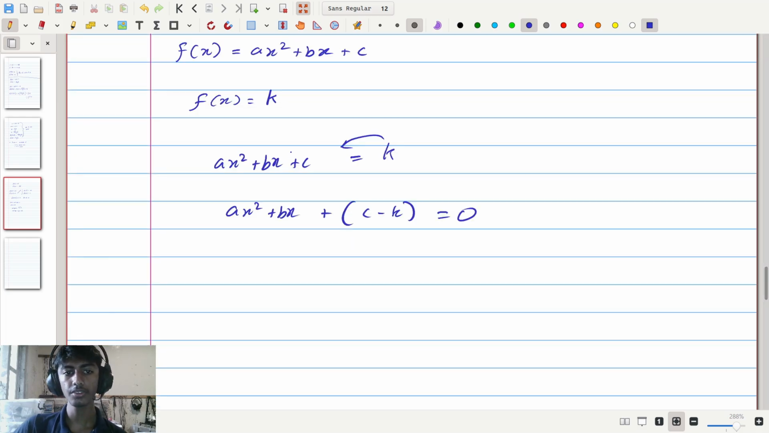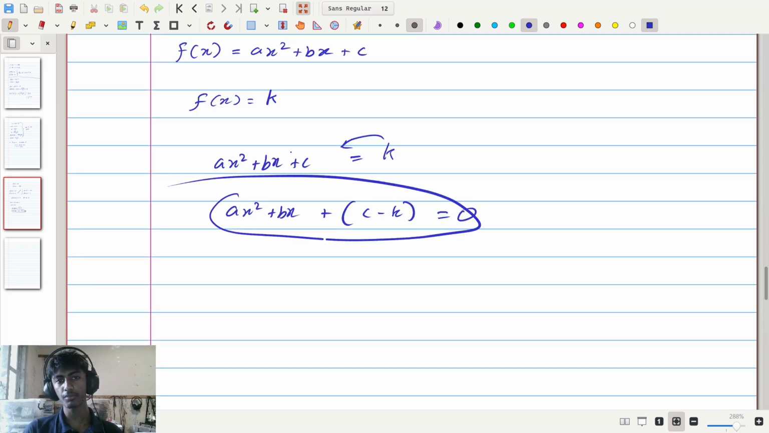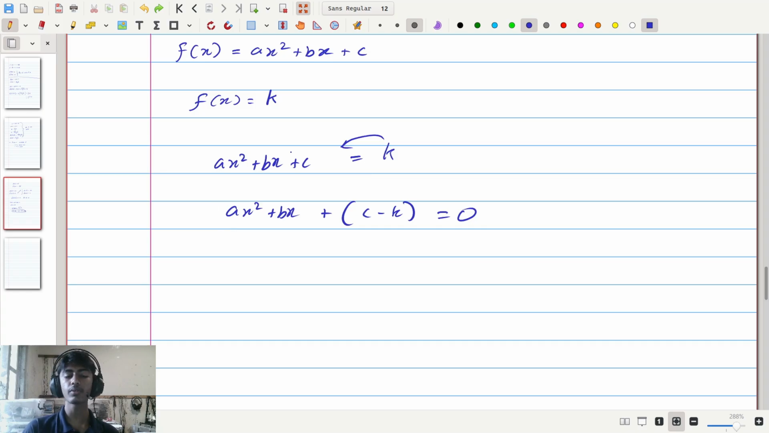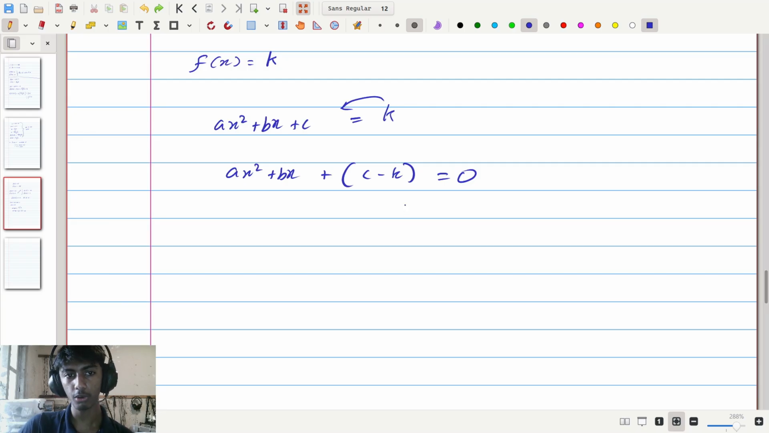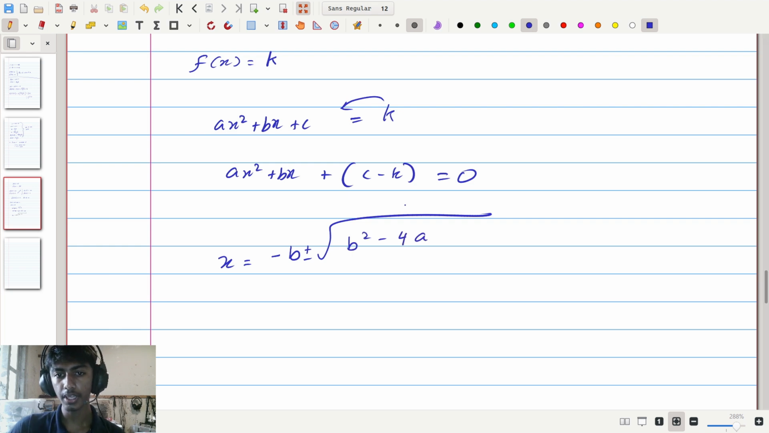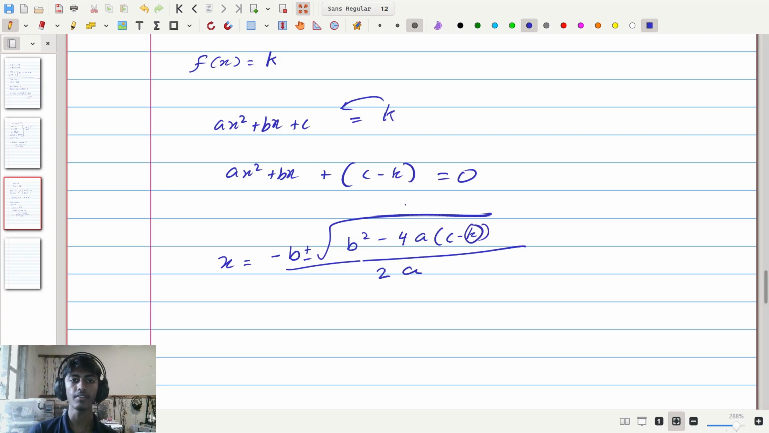Now this is a form of the quadratic formula where it's not equal to 0 anymore. Now it's equal to some other constant, but we know how to solve this equation, and if we do, we get that x equals negative b plus or minus the square root of b squared minus 4a, not c now, c minus k, divided by 2a. So in this case, this k is actually our f(x).